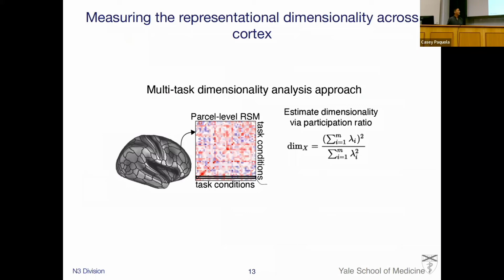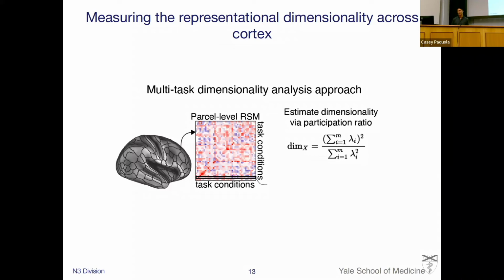So how do we measure the dimensionality of this RSM? We took multiple approaches, but the one I'll describe now is to estimate the participation ratio of this matrix. Very briefly, the participation ratio is estimated by doing eigen decomposition on this matrix, getting the eigen spectrum, and asking how flat that eigen spectrum is. So the flatter the eigen spectrum, the higher the dimensionality. Another way to think about it, for those of you who like PCA, is that the more PCs that are required to explain a given amount of variance, the higher the dimensionality of that matrix will be.